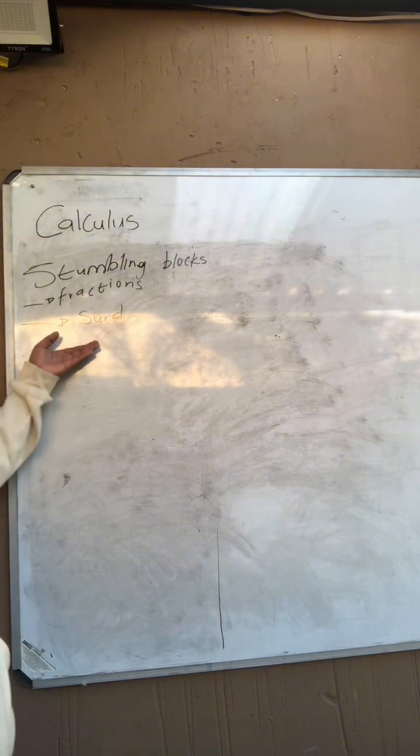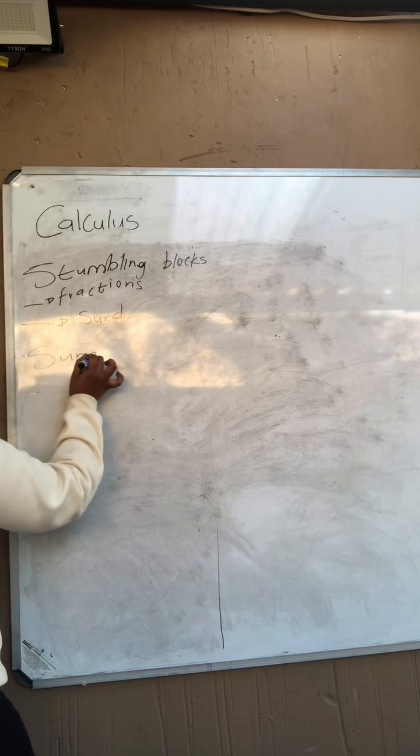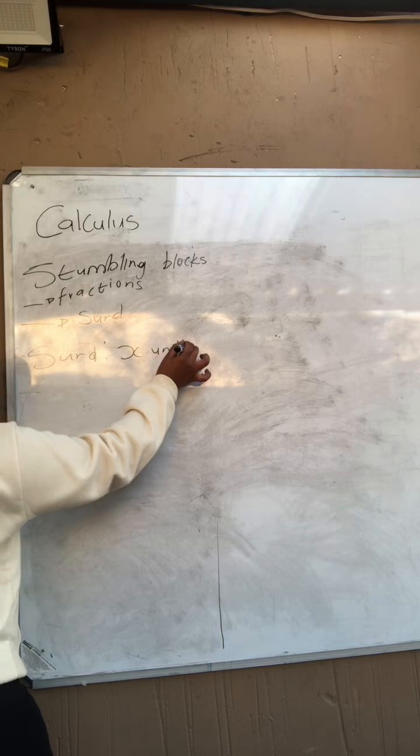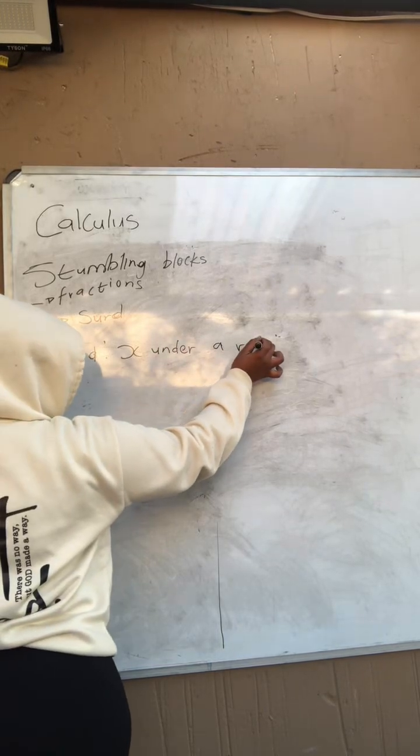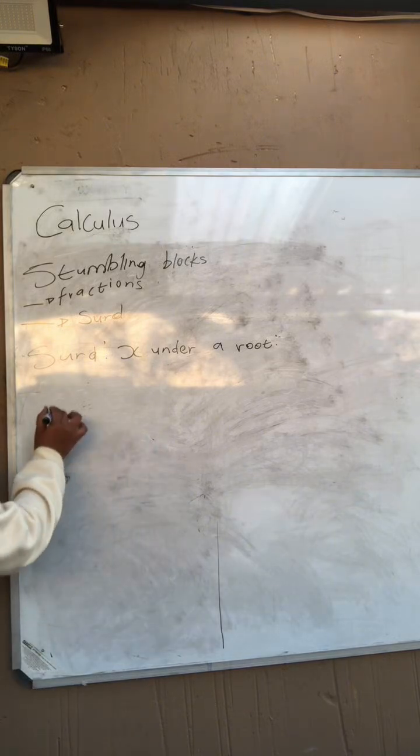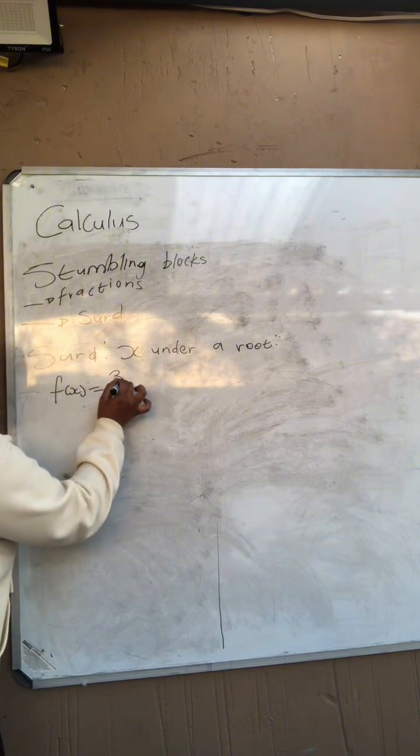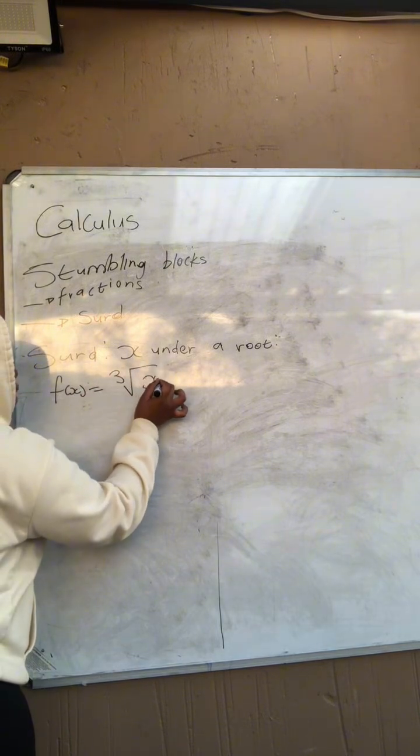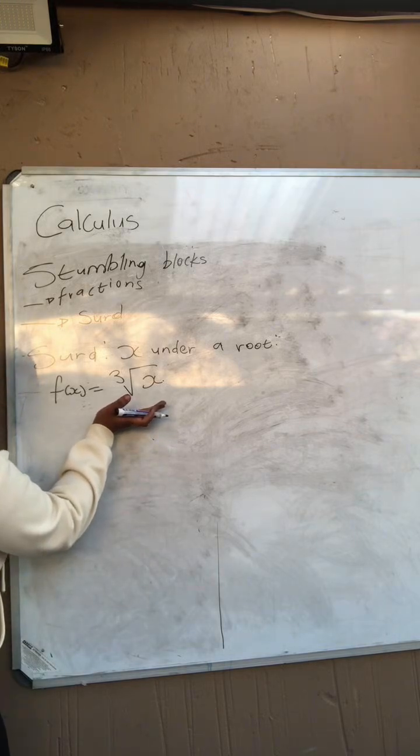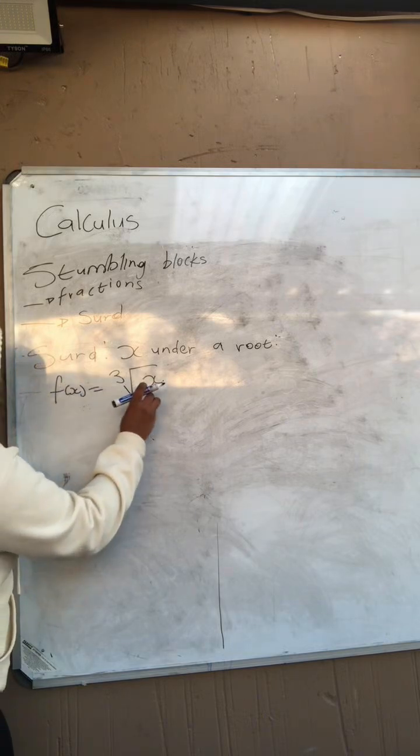So now we are on what? We are on surd problems. So under surds, we are going to look at where we are given x under a root. For example, we are given f of x, which is equal to cube root of x. It will be difficult for us to differentiate this problem. So our first step is to simplify this problem.